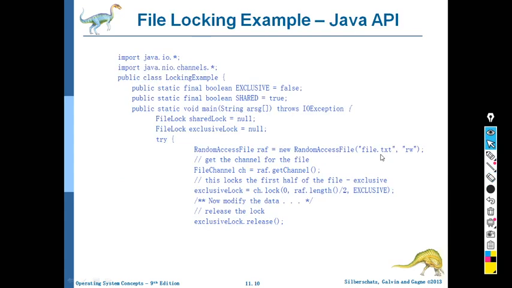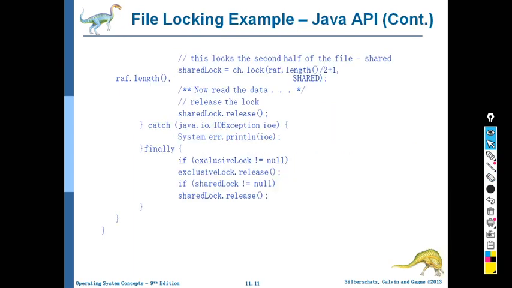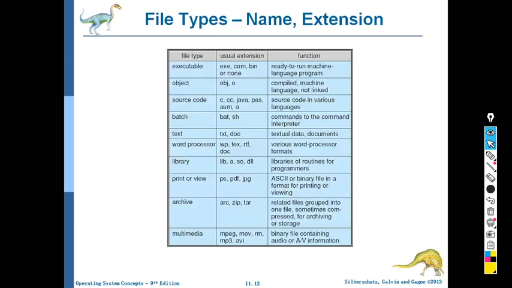There is an example in the Java APIs, and you have another example as well. Now there are different types of files. First, the executable file, which has the extension exe, is ready to be run and is in the form of machine language.